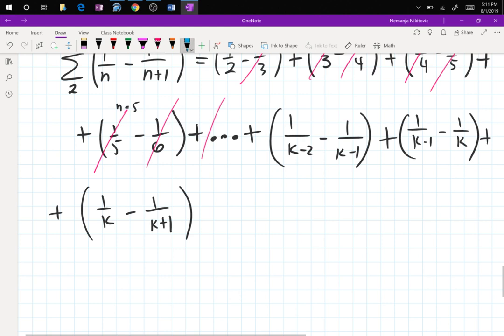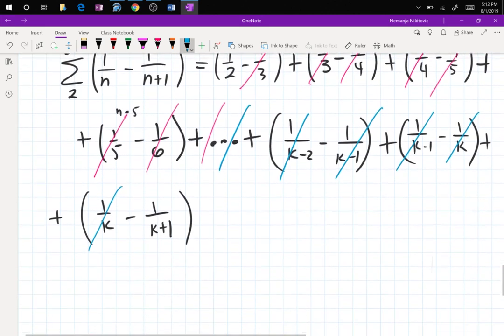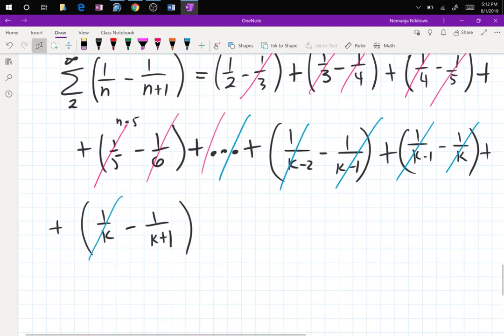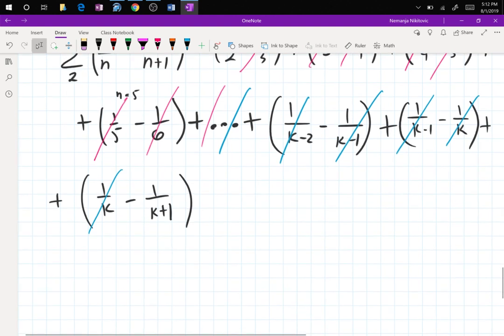Same happens here. Positive 1 over k, negative 1 over k. Positive 1 over k minus 1, negative 1 over k minus 1. So if you already have one of these where both cancel, that means that after that everything cancels. So this one will definitely cancel with something that we don't see in here. So what's left? The only thing that's left is 1/2 up there and negative 1 over k plus 1 on the bottom.